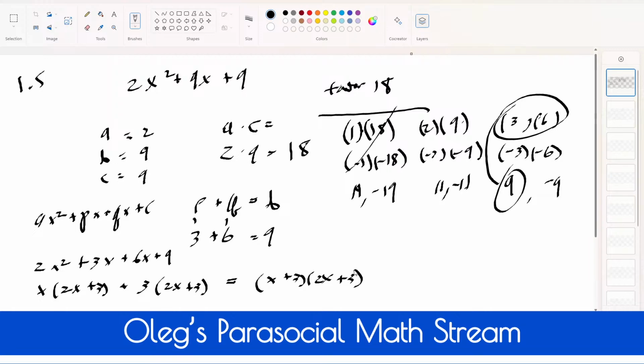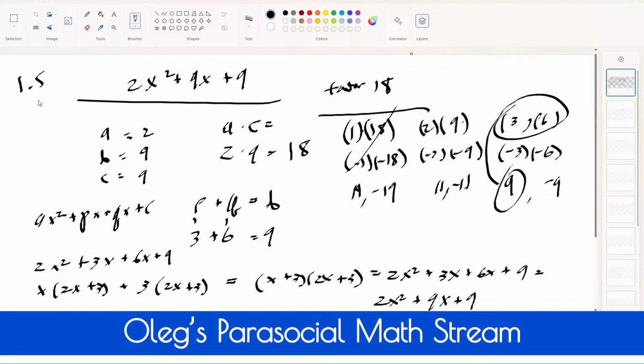All right. Let's verify the work. So that's going to be 2x squared plus 3x plus 6x plus 9. And we have 2x squared plus 9x plus 9. And that is exactly what we wanted. There we go. We have proved it. All right. Next.